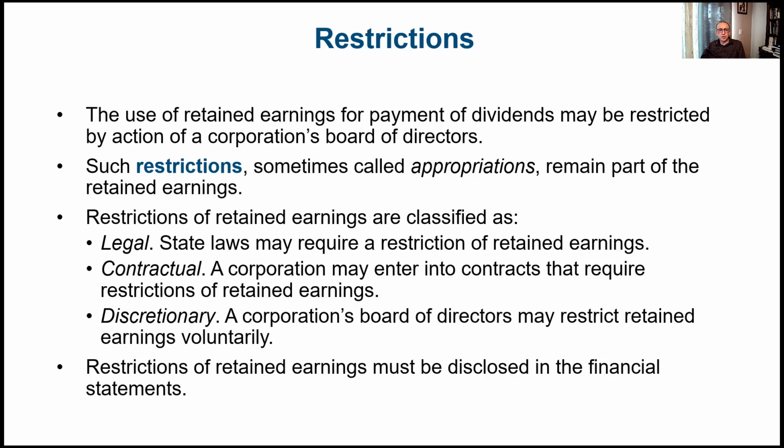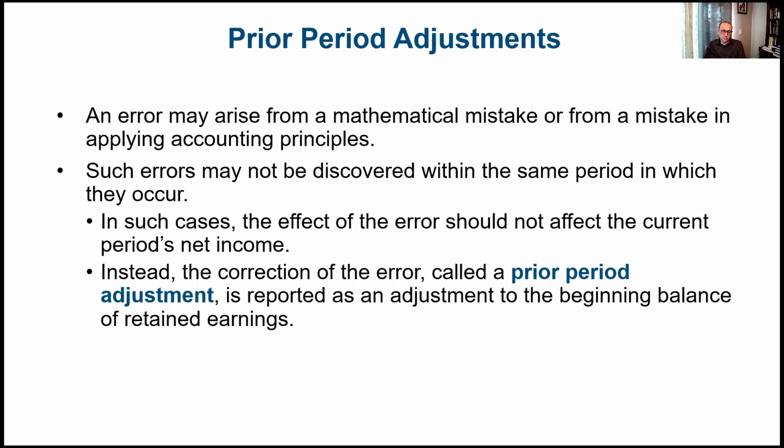Now let's talk about prior year or prior period adjustments. Sometimes people make mistakes, and we all make mistakes. An error may arise from a mathematical mistake or from a mistake in applying accounting principles. Such errors may not be discovered within the same period in which they occur. So what happens is that we need to make the adjustment in the future, after the fact. To do that, the best account that we can adjust is the retained earnings.